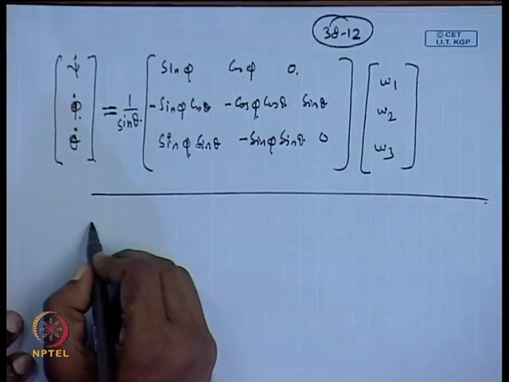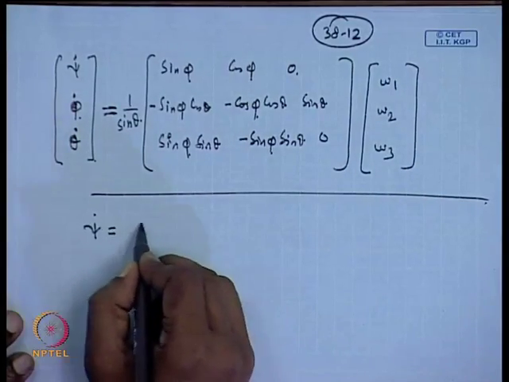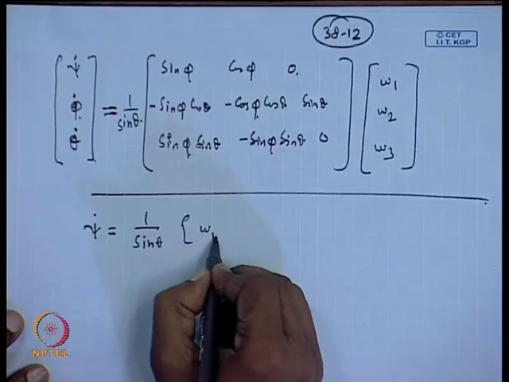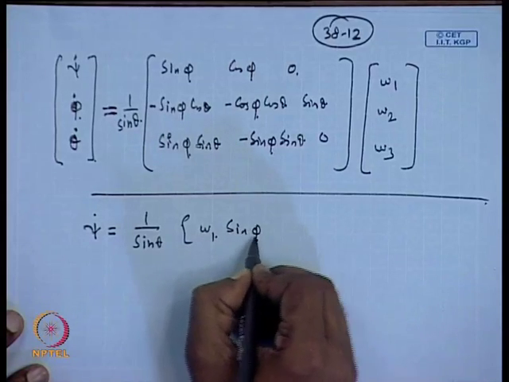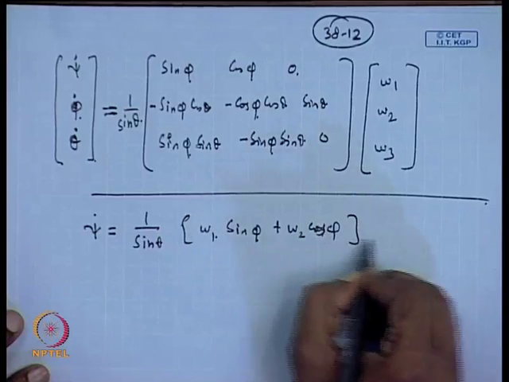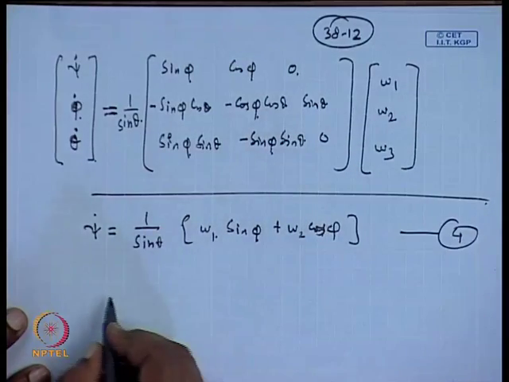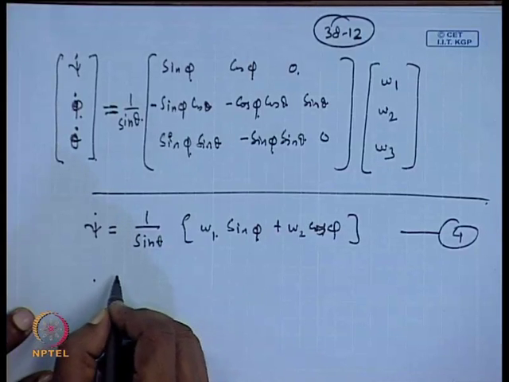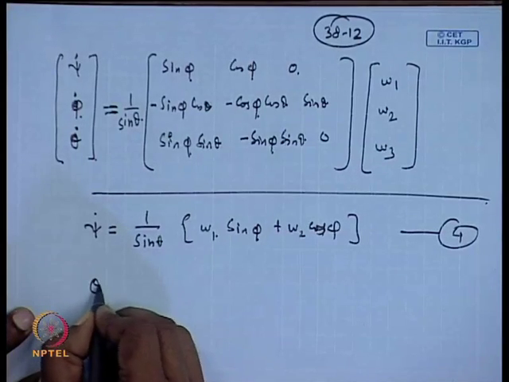So, if you try, you will see that the psi dot can be written as 1 by sin theta times omega 1 times sin phi plus omega 2 times cos phi. Okay, let us say this is the equation number 4, and similarly you can write the others; this step I am skipping to save time.